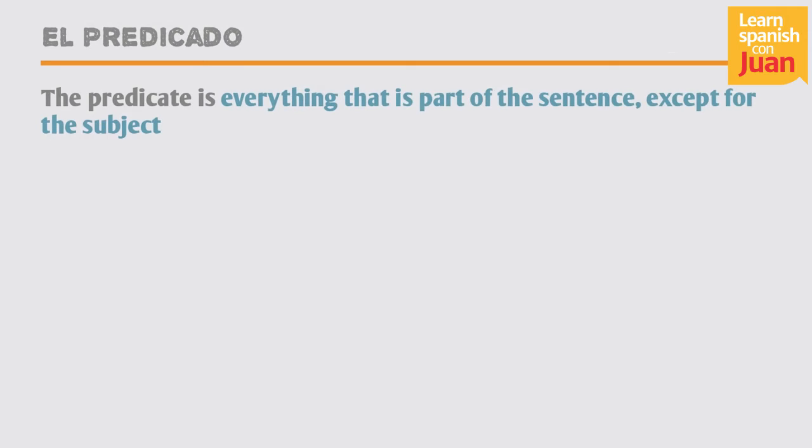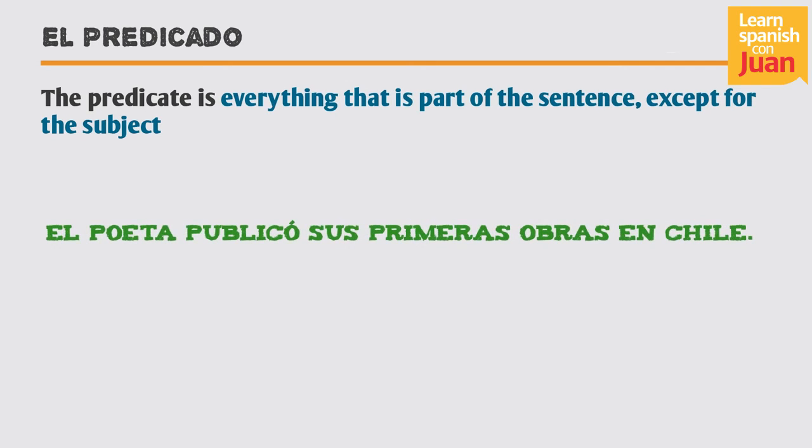El predicado. Now that we have explained a little about the subject, let's talk about the predicate of the sentence. Well, the predicate is the part of the sentence that preaches something about the subject, and whose core is generally a verb that agrees with the core of the subject. To put it more simply, the predicate is everything that is part of the sentence, including the verb and its respective complements, except for the subject. Let's analyze a couple of sentences.